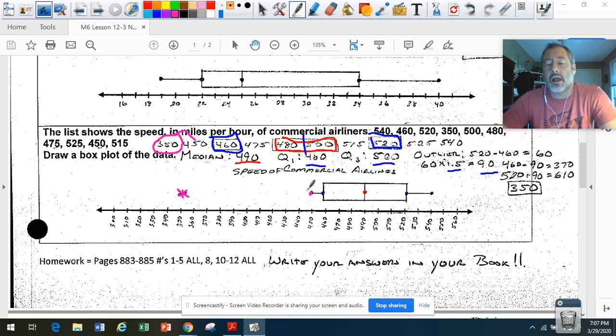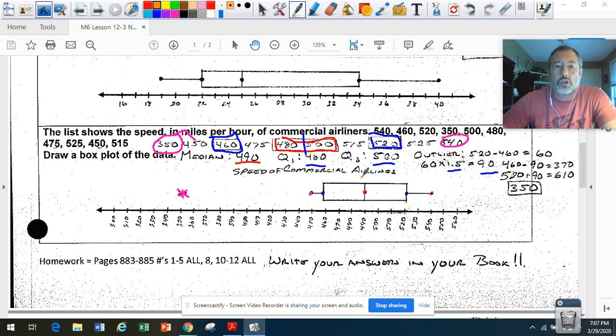Let's see if we have an upper extreme. So once again, I take my Q3, which is 520. This time I add my 90 to it. So 520 plus 90 is 610. So I look at that. Do I have anything 610 or greater? That is a no. So I know here is my upper extreme right here, 540. Put my dot in there.